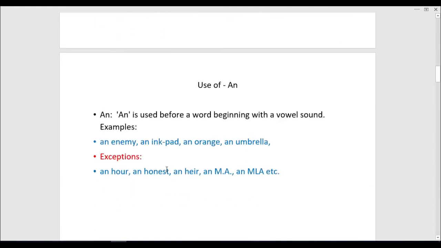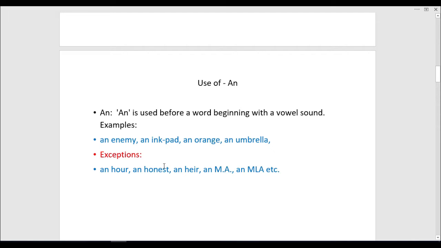Now let's see the use of an. An is used before a word beginning with a vowel sound. Let's see the examples. You can see that an enemy, an ink pad, an orange, an umbrella. Here are also a few exceptions. Let's see an hour, an honest, because the first letter is silent here and it is pronounced as a vowel. For example, an hour, H is silent, and honest, H is silent, and so on. So this is the use of an.